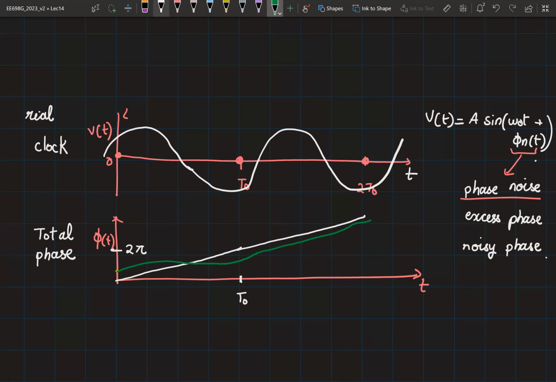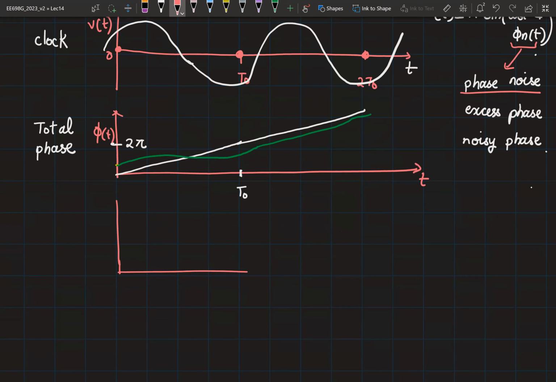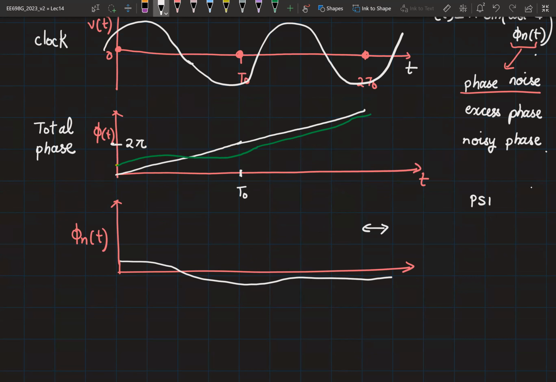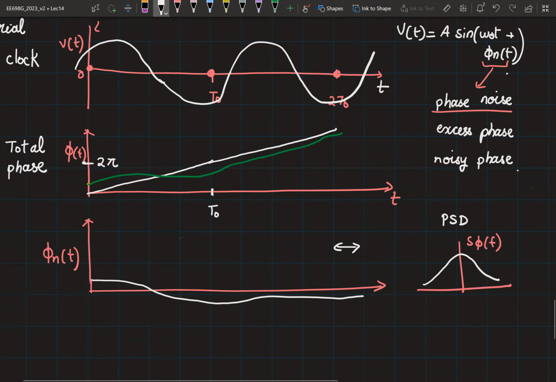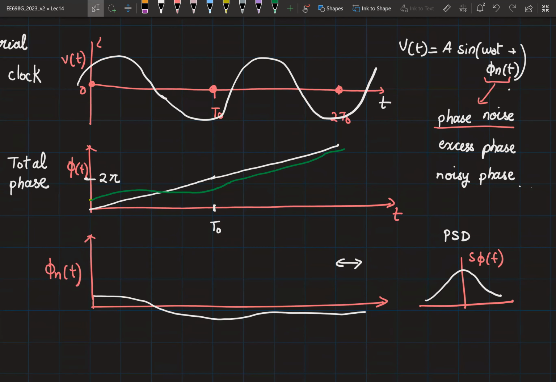Now I can, of course, directly plot this small phase noise. So this is phi n of t, and that will have a plot like this. And if I have phi n of t, I can, of course, look at its PSD. Let's say the PSD has some shape like this. Now this phi n of t could be either a deterministic signal, it could be periodic, or it could be random. That depends on what is causing this phi n of t in the first place.